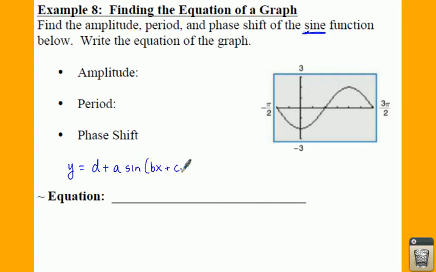bx plus c. And so if we need to find our amplitude, well, it goes up to 3, so this must be 1, 2. It goes up to 2, so your amplitude is going to end up being a 2. The period goes from negative pi over 2 all the way to 3 pi over 2. So your period is a total of 2 pi. So that means if your period is 2 pi, you need to figure out what your b is.